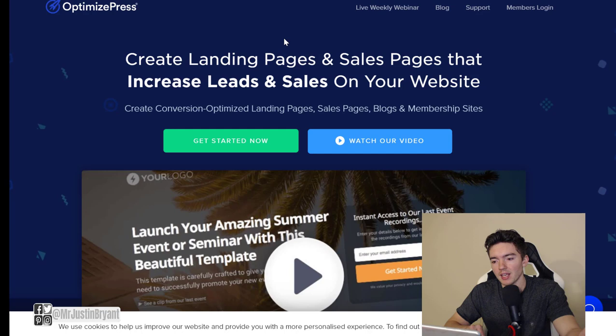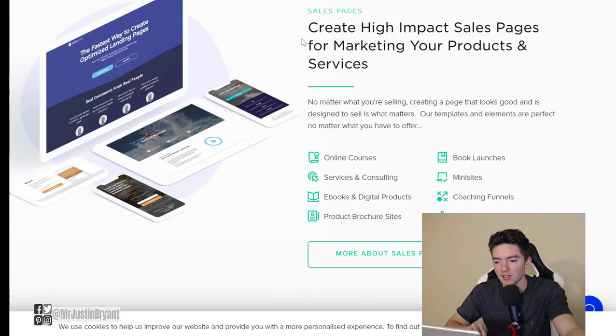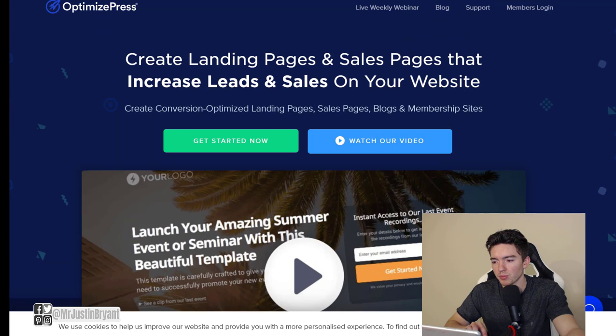So that's, of course, what you don't want. You want to make sure people have to pay to get access. So OptimizePress is a tool that lets you do that. If you have a WordPress blog, it comes with Optimized Member. You can do membership sites and collect membership fees. So you can do all of that stuff with something like that if you have a WordPress site.